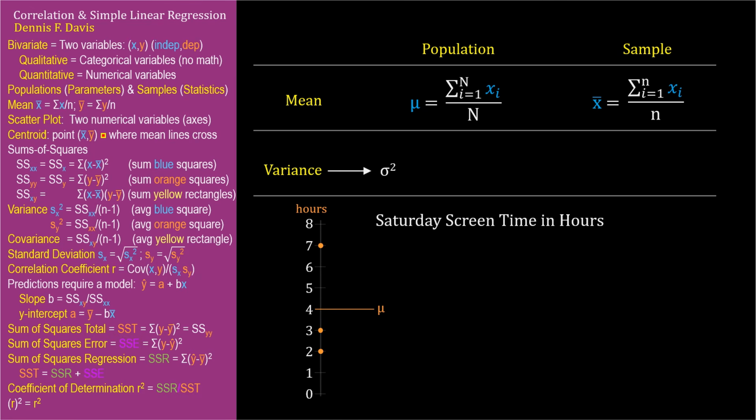To find the variance, we start by taking each point's distance, or difference, from the mean mu. This point 7 is plus 3 away from mu. 7 minus 4 is 3. The data point 3 is negative 1 away, and the data point 2 is negative 2 away, as these arrows show. We need all these differences to find the variance sigma squared.